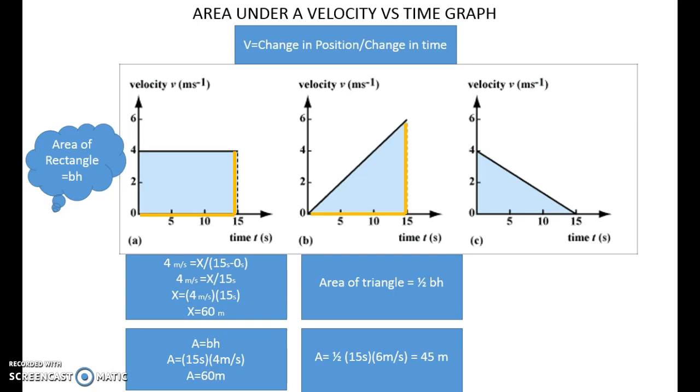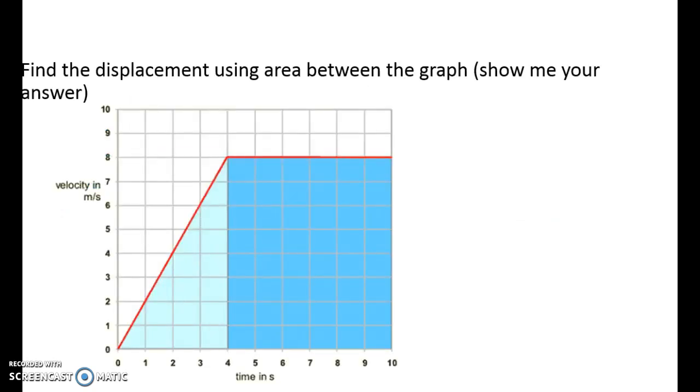Now it's your turn to try it. If you guys look at this graph right here, I want you to find the total displacement of this object. Again, using the formulas for the area between the graph. This object moved at an increasing velocity for 4 seconds. And then for 6 seconds, had a constant velocity of 8 meters per second. And go ahead and solve for displacement. We can see it forms two shapes. It forms a triangle here, and it forms a rectangle here. So solve for the displacement and show me your answer.